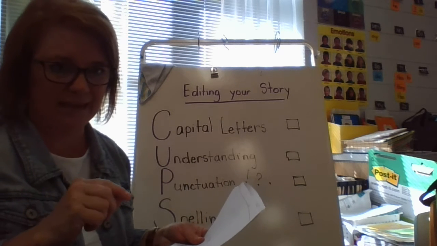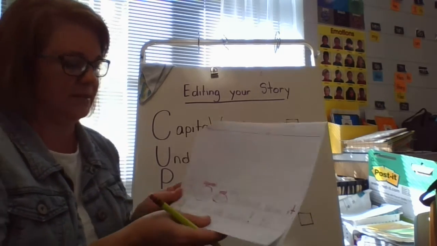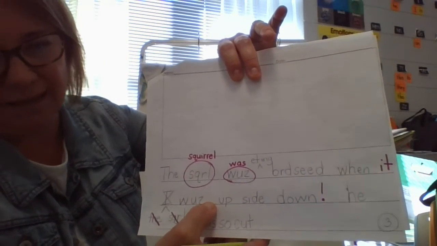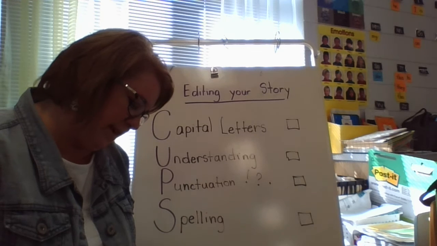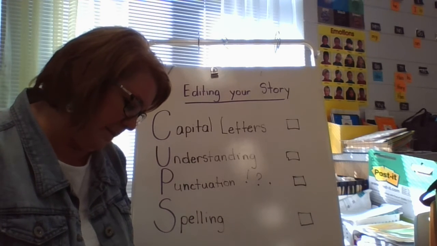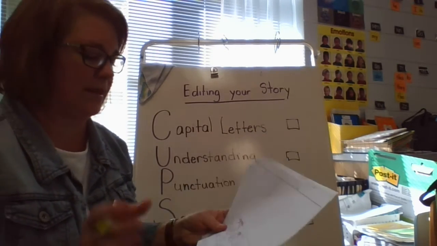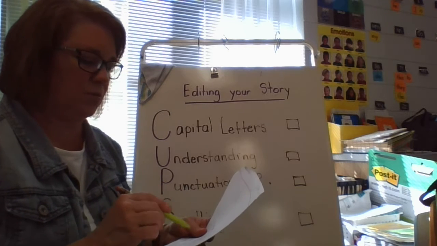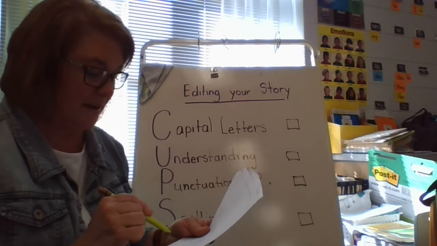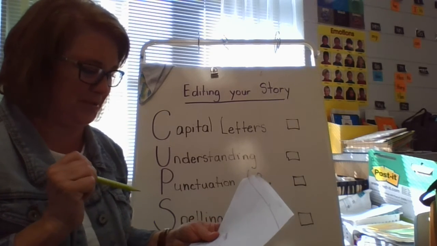Maybe I need to put the word hanging. When it was hanging upside down. So between the word was and up, I need to add the word hanging. So I'm going to put my little carrot top there and write hanging the best I can. So now I just helped it to make more sense. So let me read that one more time. The squirrel was eating birdseed when it was hanging upside down. Boy, that does make better sense. He was so cute.